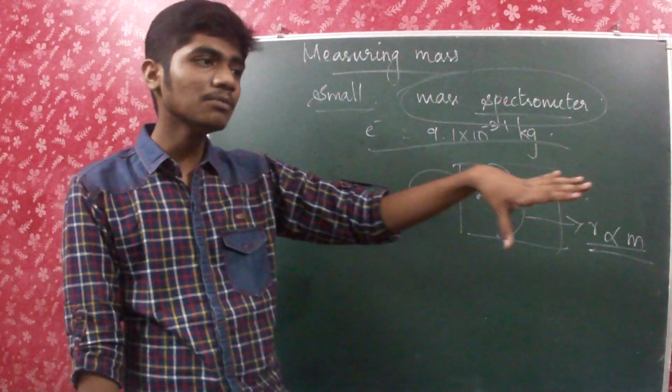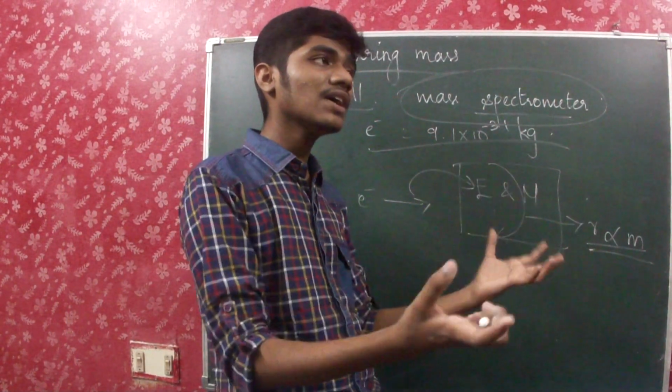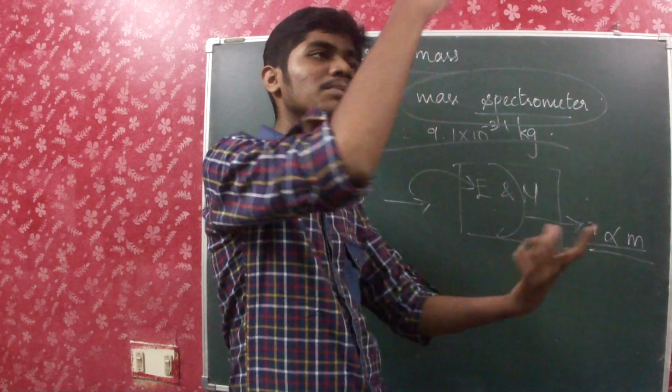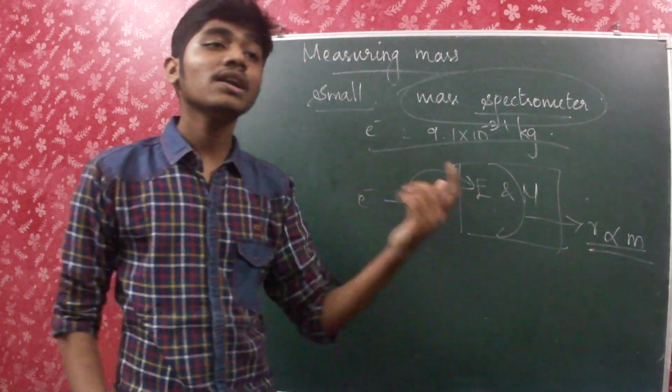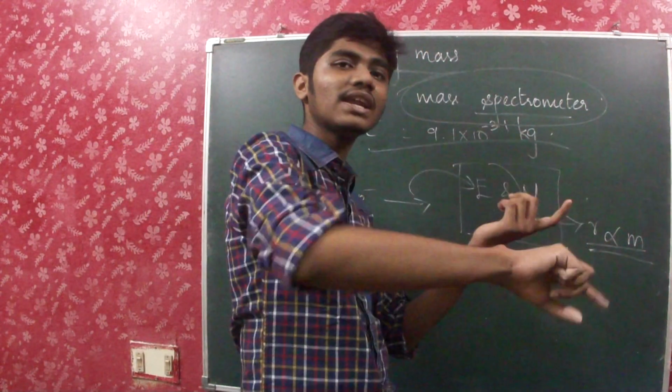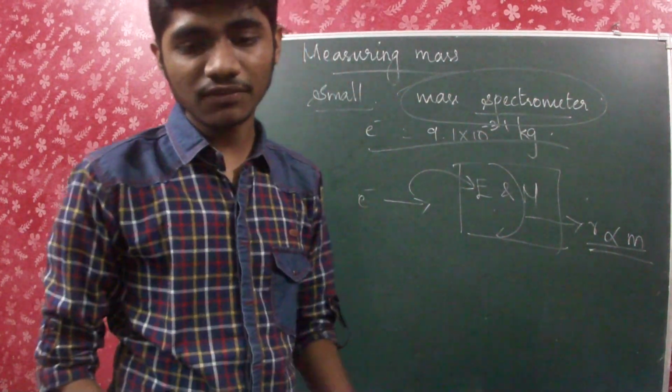They just send them to the area where electric and magnetic fields are present, and then it will exhibit a projectile motion, and then they will find the radius, which is directly proportional to the mass of the particle.